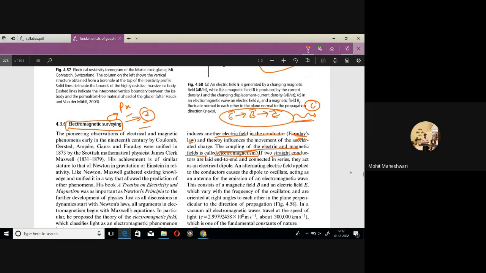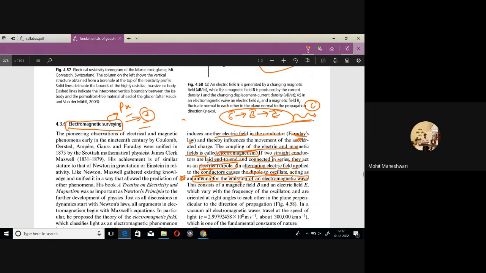If two straight conductors are laid end to end and connected in series, they will act as an electric dipole. So you must know what an electric dipole means. Basically, an alternating electric field applied to the conductor causes the dipole to oscillate. If there is a dipole and you are applying some alternating electric field, in that case the dipole will oscillate, and this oscillating dipole will act as an antenna. Very, very important thing. We will talk about that for the emission. And what the antenna does, it will emit the electromagnetic wave.